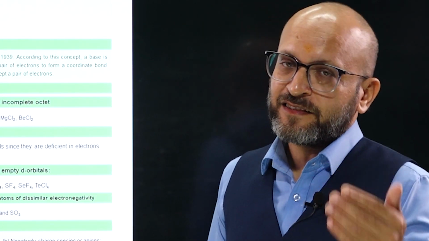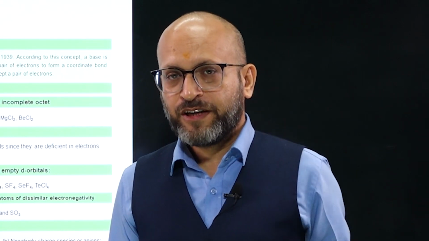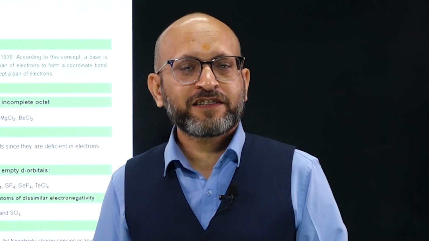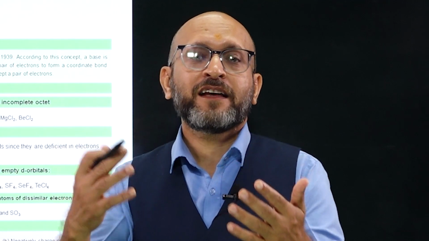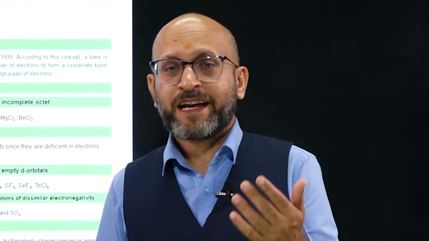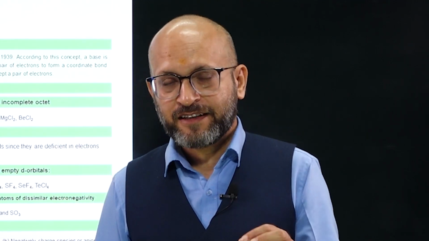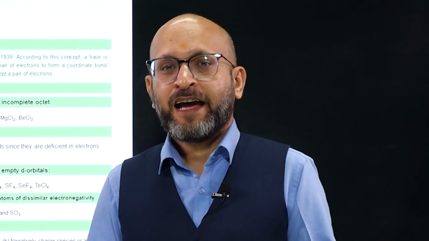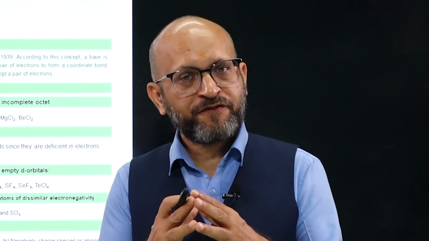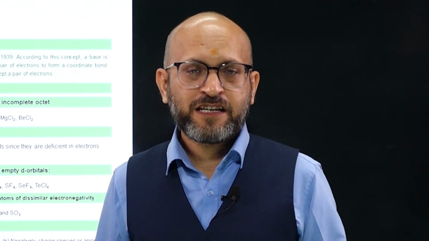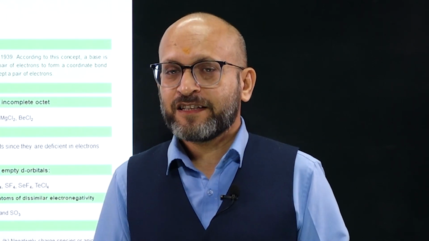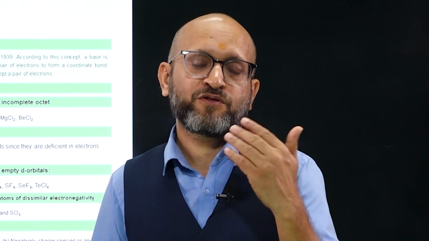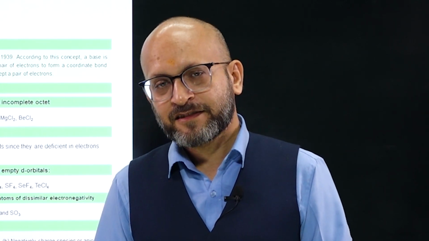Then came another new theory called Lewis acid-base theory. What does it say? It says a lone pair acceptor is a Lewis acid, and a lone pair donor is a Lewis base. If an atom is a lone pair acceptor, it should be deficient in electrons. For example, any positive ion which is deficient in electrons, for example CH3 plus, NO2 plus, all these species will gain electrons, so they can behave as Lewis acids.